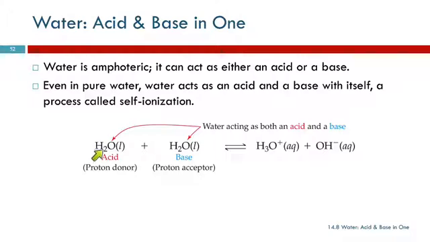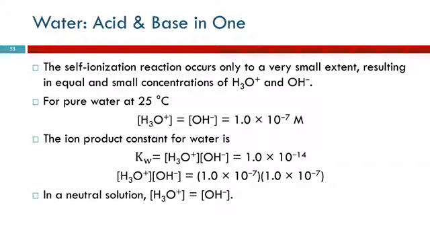So if you have one water molecule and another water molecule, one can act as an acid and donate its proton to the other water molecule, which acts as a base. And the result is we get hydronium ions and hydroxide ions. Now this is a double-headed arrow here. This is an equilibrium, and this happens only to a very, very small extent. That's why pure water does not conduct electricity. It does have some ions in it, but very, very few. It's called self-ionization. Water is ionizing itself.